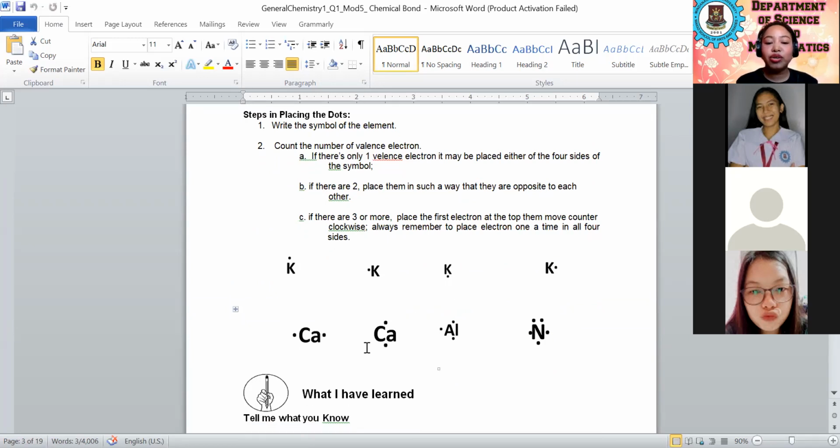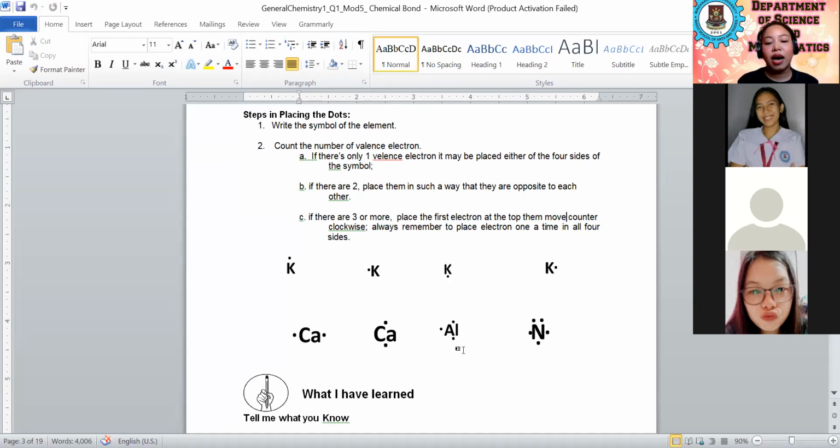If there are 2, you should put them opposite to each other. Say, for example, calcium. Calcium has 2 valence electrons, so ibutang nato sila opposite to each other. For 3 or more, we have to follow the counterclockwise. So from top, then counterclockwise. So for example, aluminum, tulo siya, so 1 sa taas and then tag-isa, the same lang gihapon ang ruling pagbutang sa electron sa imong Lewis electron dot sa imong paghimo sa configuration.